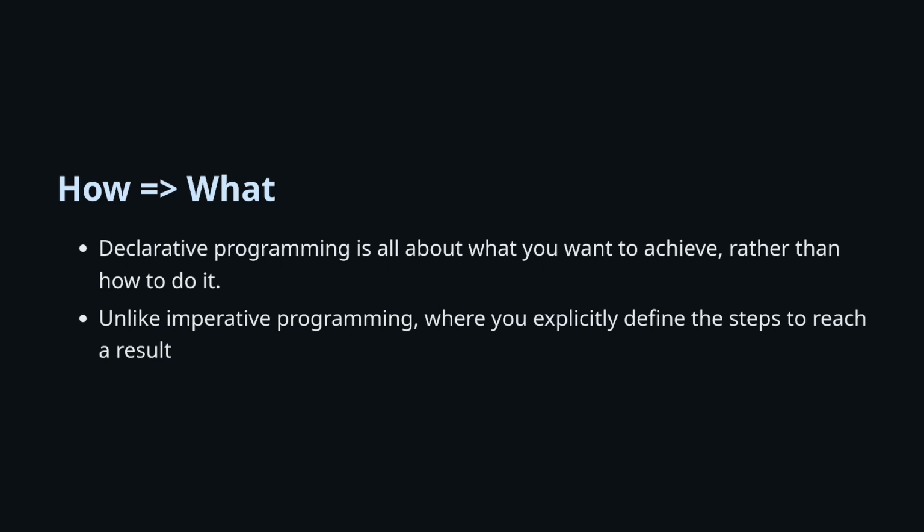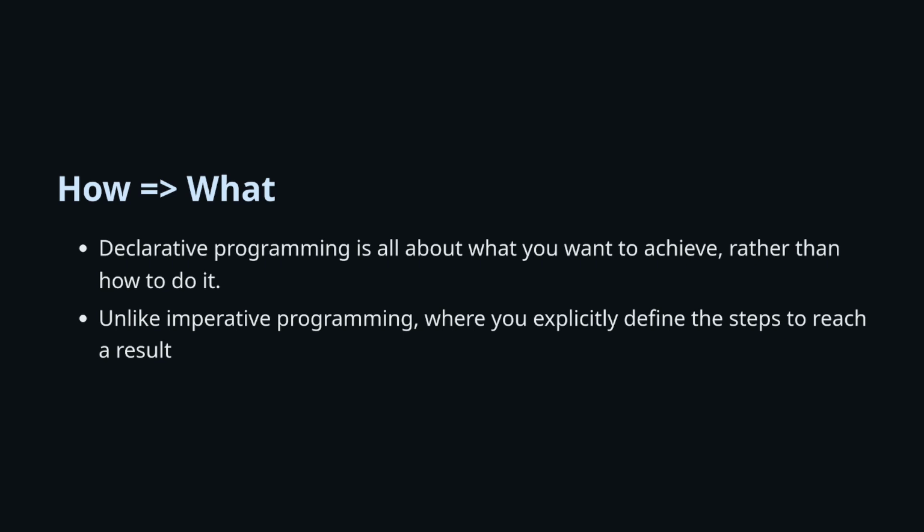Declarative programming is all about what you want to achieve rather than how to do it. Unlike imperative programming, where you explicitly define the steps to reach a result, declarative programming allows you to express logic without detailing the control flow.